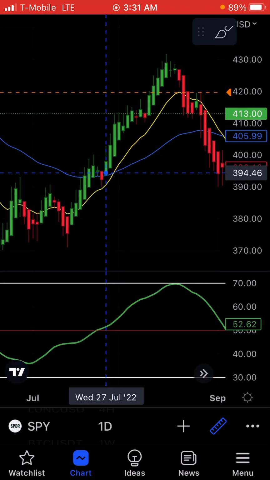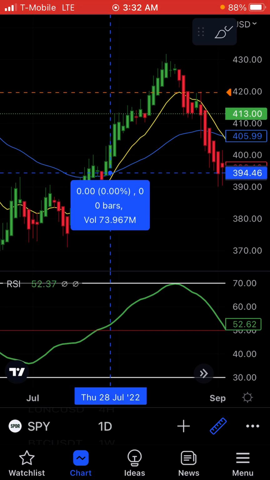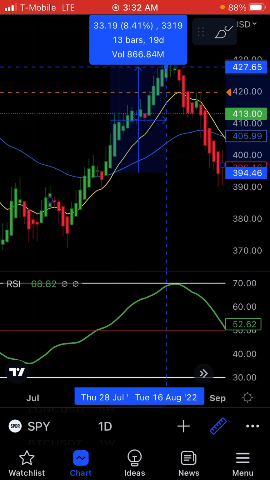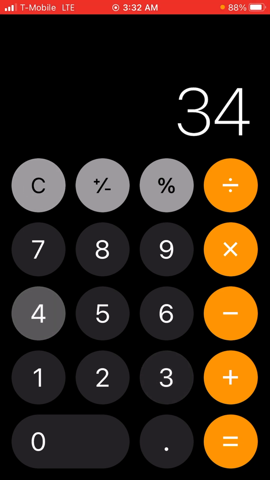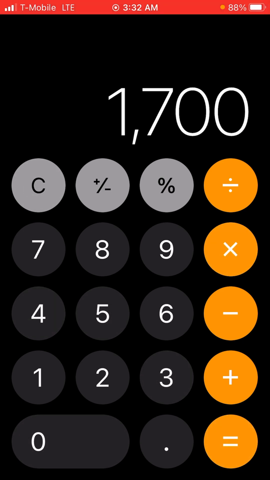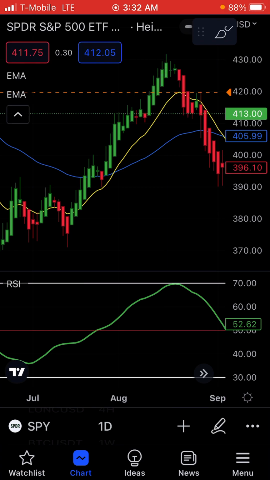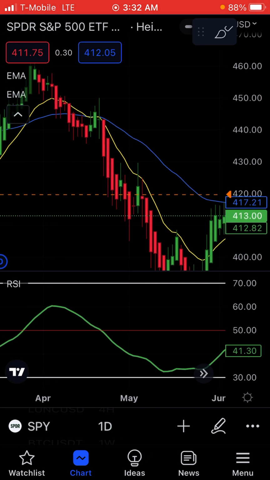But let's look at this one right here. If you came in here on July 28th and you rode this out, now pay attention to the RSI, and when it starts curving, that's when you need to get out. 19 days, made $34 difference in price. 34 times 50, you made $1,700 in 19 days. Not bad if you ask me. Now let's look at a couple other examples here.